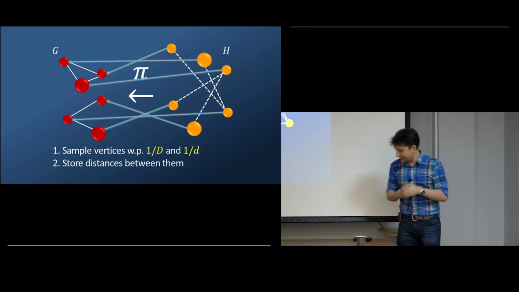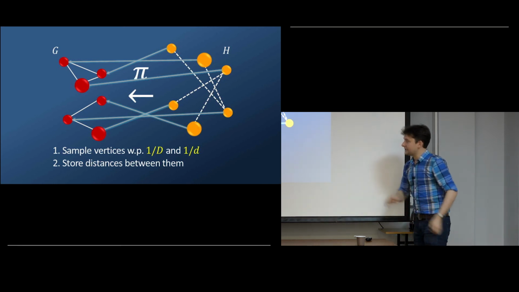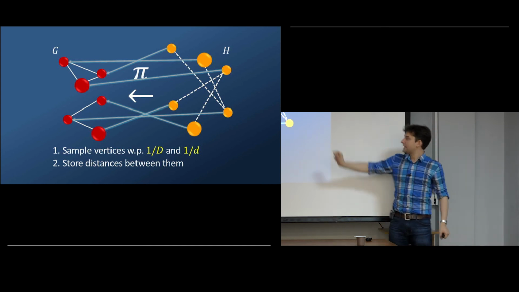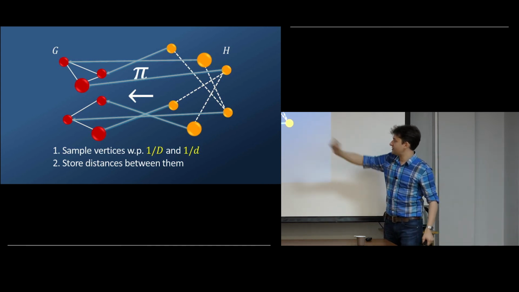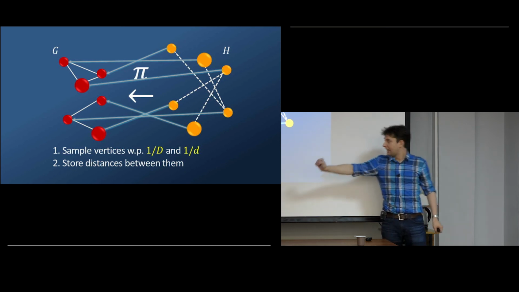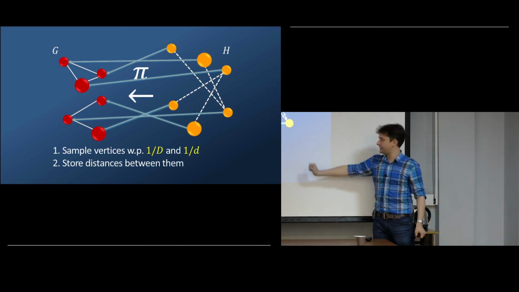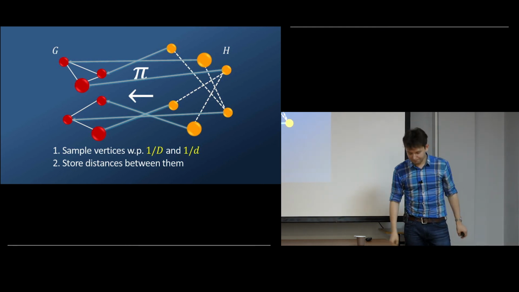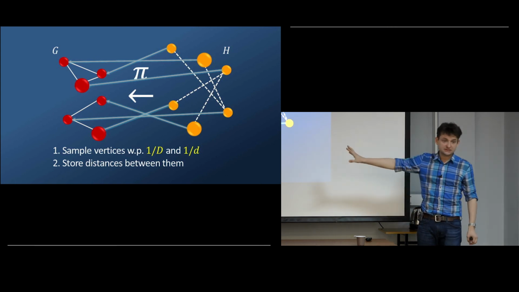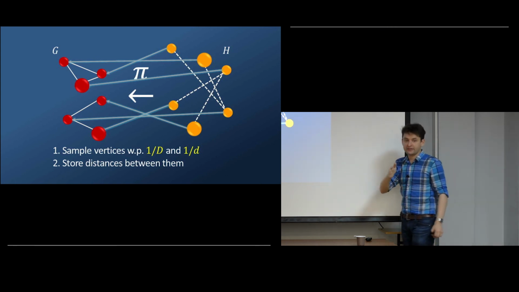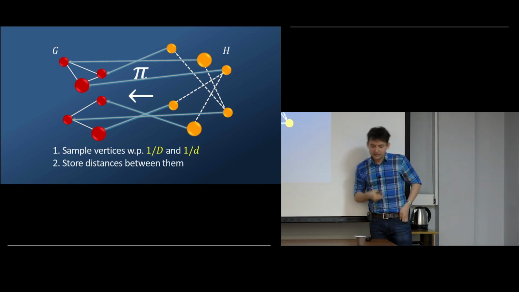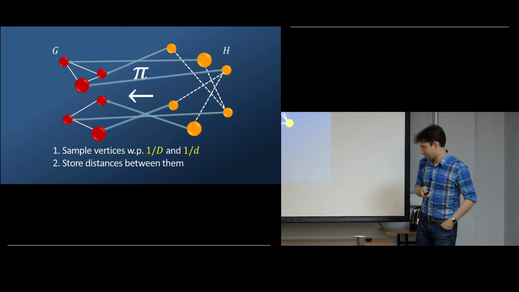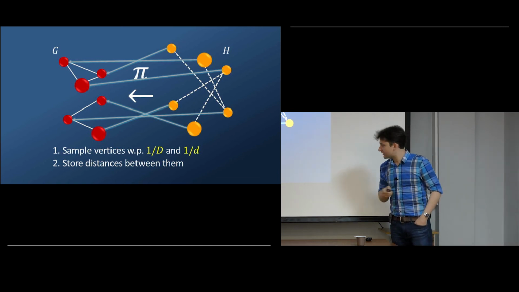The main idea we use, one of the main ideas, is that we sample vertices in G and H. We sample every vertex in the graph G with probability 1 over capital D, and we sample every vertex in H with probability 1 over small d. Then we store distances only between those sampled vertices. It turns out that if we carefully choose the dimension and the epsilon net, then we won't use too many bits to store the SDP solution. So that's the first step.